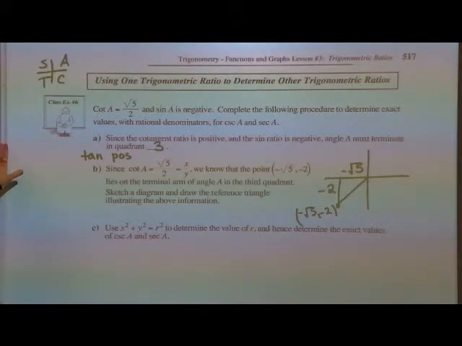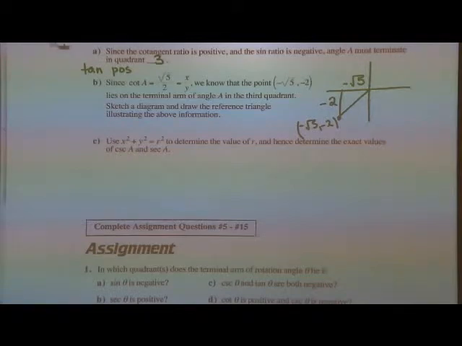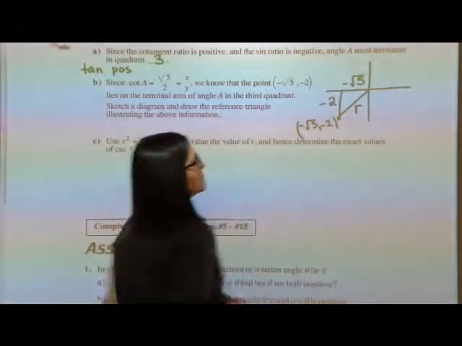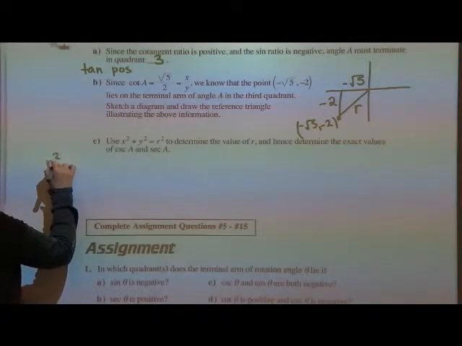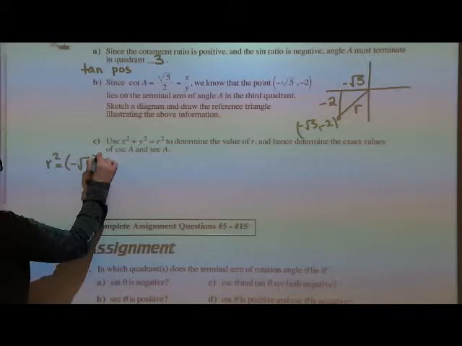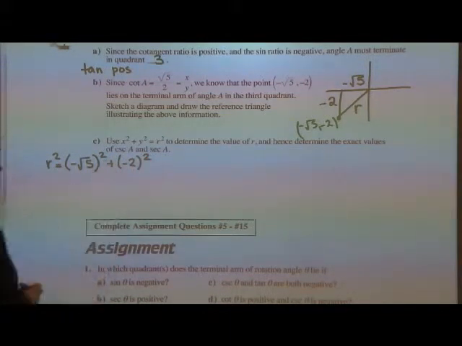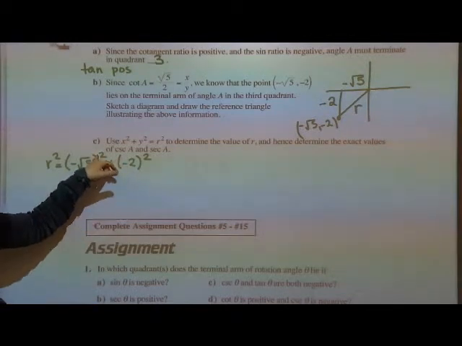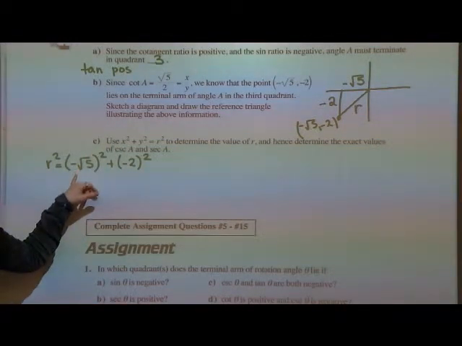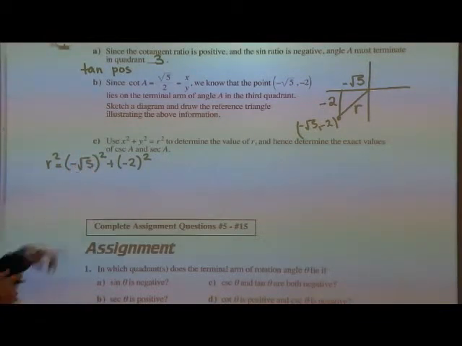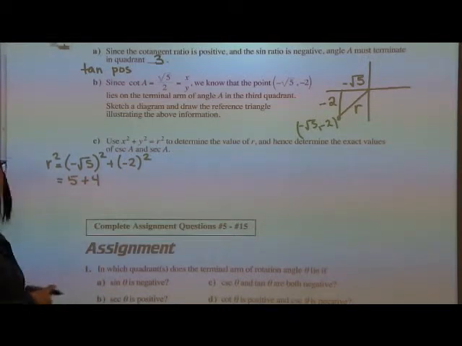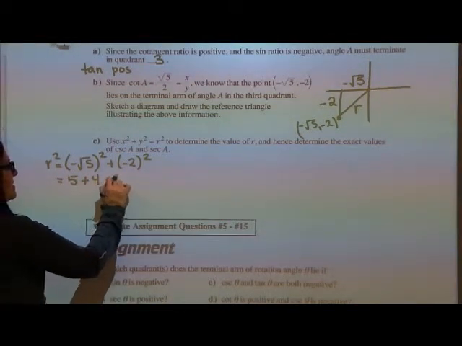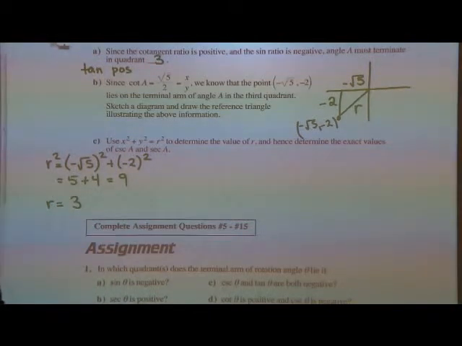So then if I use Pythagoras' theorem to solve for my r, r squared would equal negative root 5 squared plus negative 2 squared. What is negative root 5 squared? What happens when I square a square root? It cancels out, and the negative becomes positive because it's squared. So I get 5 plus 4, which is 9. And so then r would equal 3.